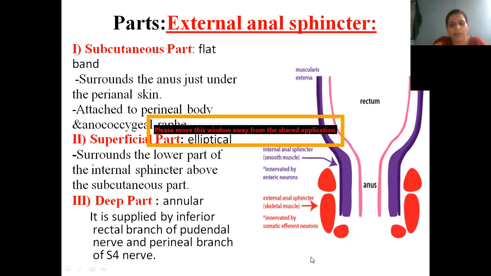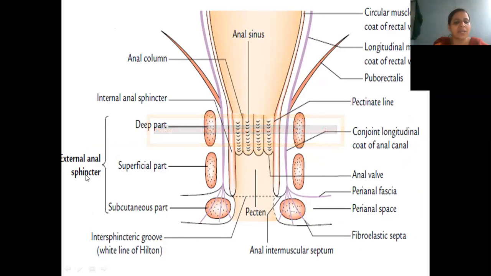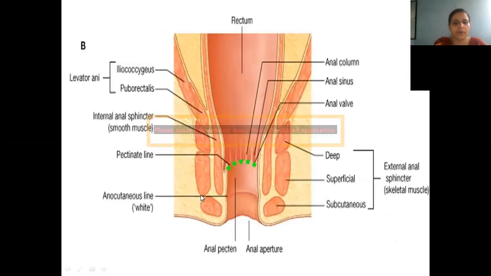So we have the subcutaneous part, the superficial part and the deep part. Here also it is shown. See, the subcutaneous part is just below the skin. This is Vishram Singh's picture. Then we have the superficial part and then the deep part. So these are the three components of the external anal sphincter, which is a voluntary muscle.